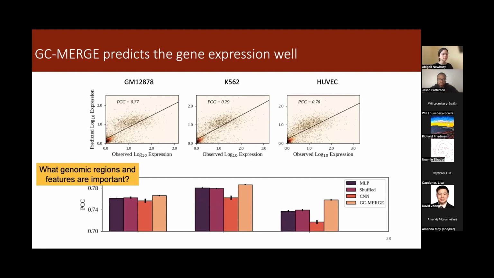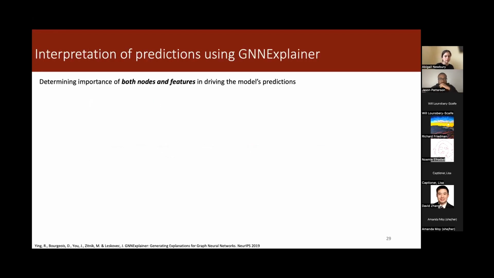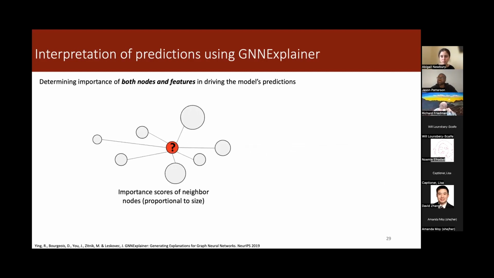Just like our previous project, we were again interested in what are the important genomic regions and features that the model is using to make accurate predictions. And so what we did was we incorporated this method called GNNExplainer into our framework. What this method does is, for a graph neural network setting, for a node that it makes predictions on, we are able to learn the importance scores that tell us what neighboring nodes are most important for that model to make prediction on that node. And we can get these importance scores for features as well. So what features are most important for the prediction of that particular node?